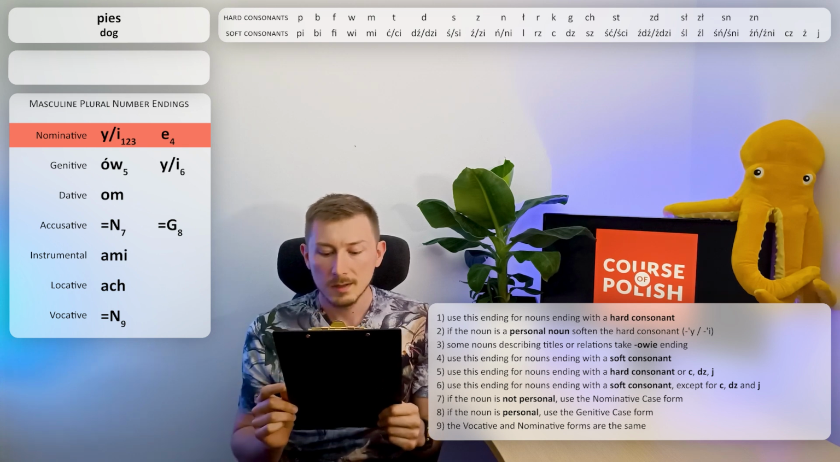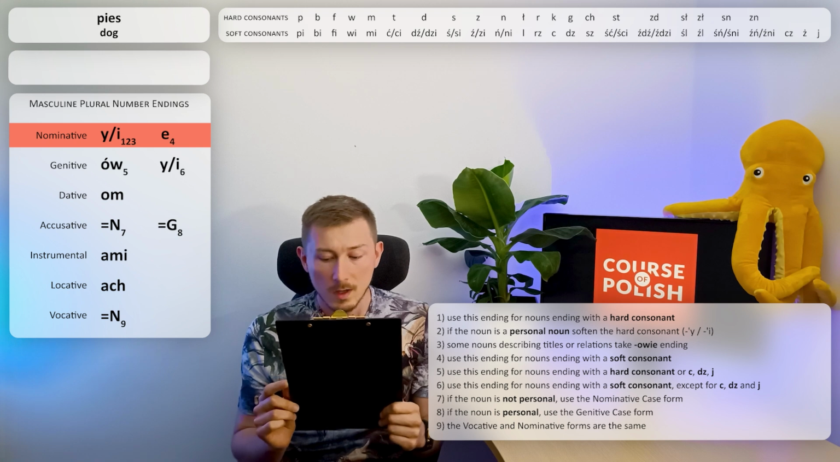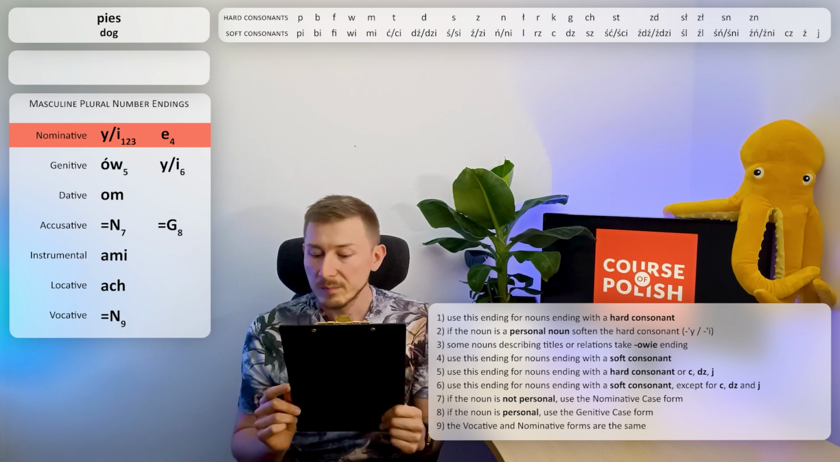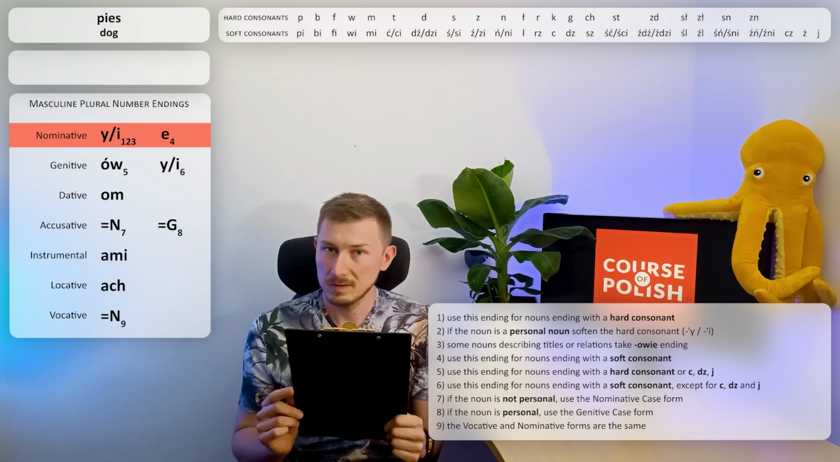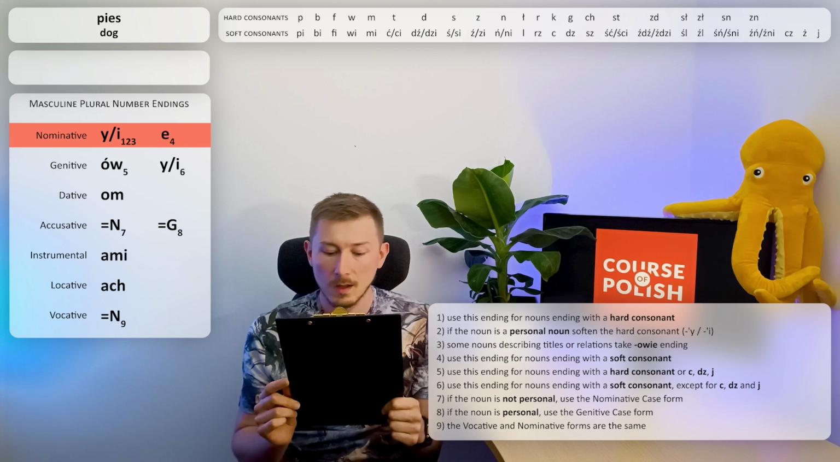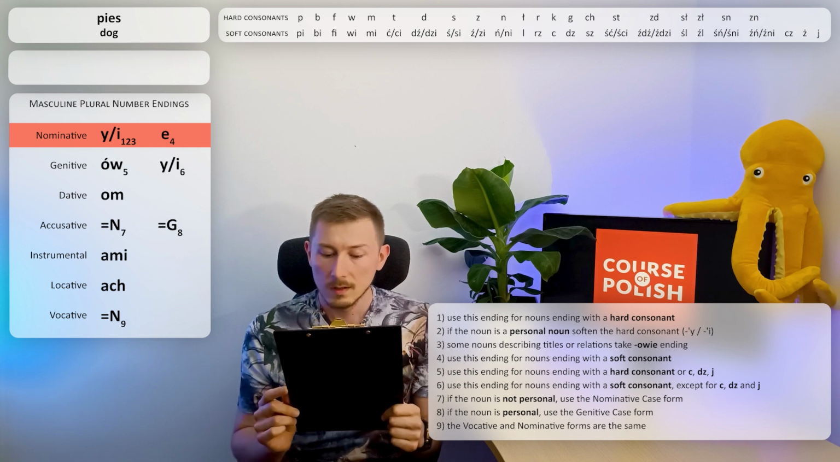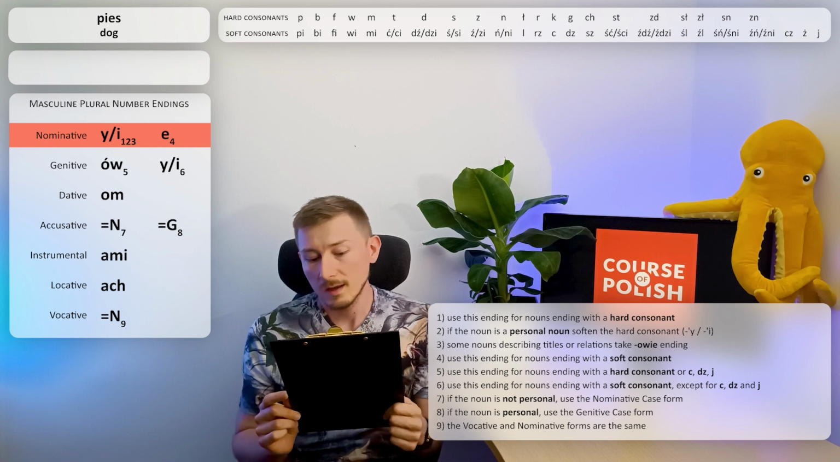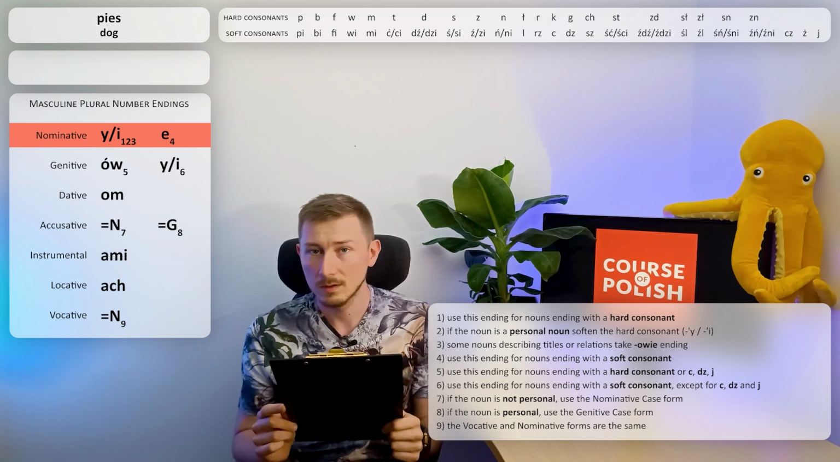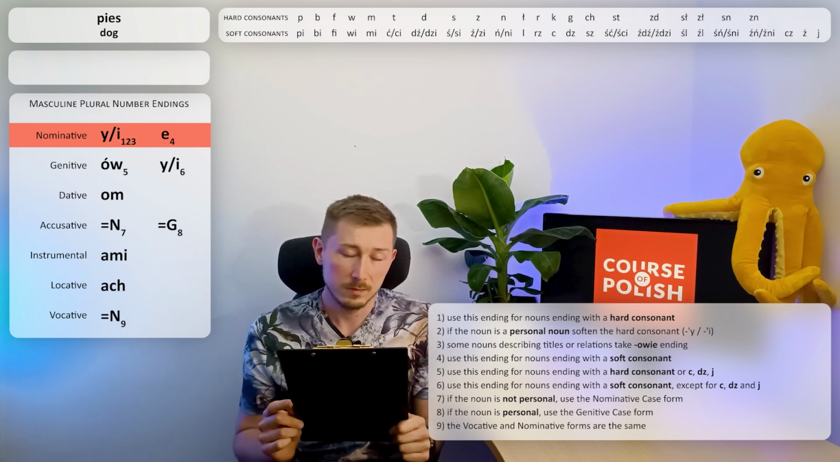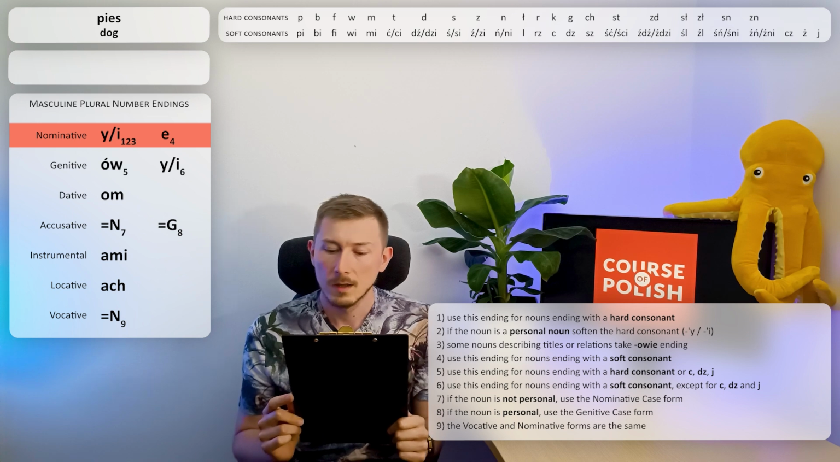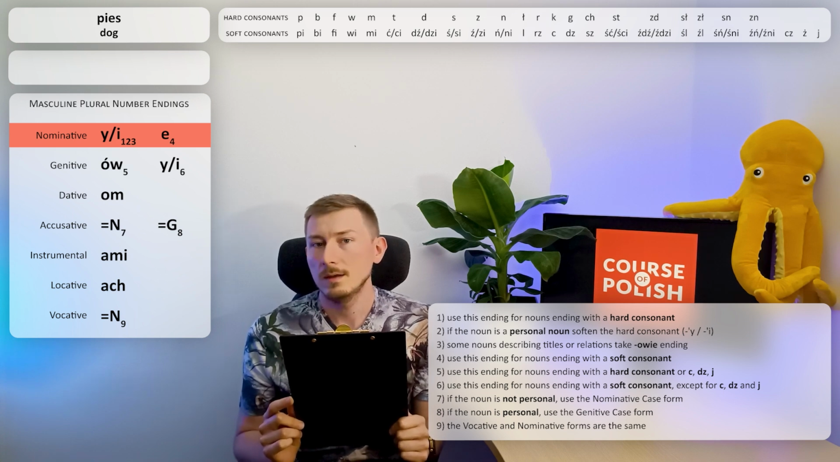Number 2. If the noun is a personal noun, soften the hard consonant. PS is not a person, so we don't have to soften the hard consonant. And rule number 3. Some nouns describing titles or relations take OV ending. Again, we don't have to apply this rule because PS is not a title or a relation. So we have to use the I ending.